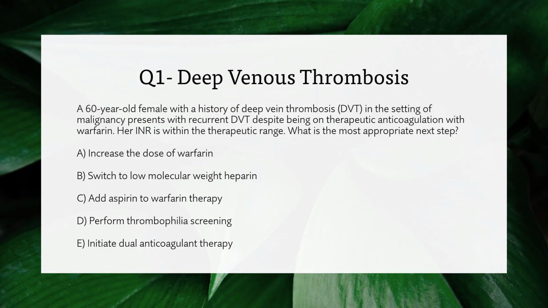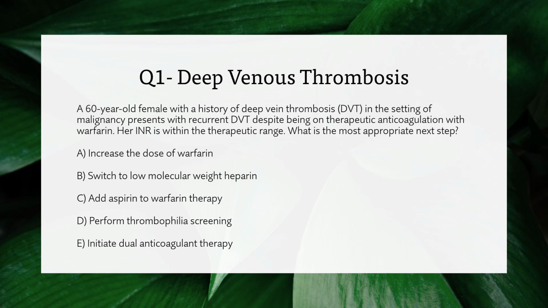Question number 1. A 60-year-old female with a history of deep venous thrombosis in the setting of malignancy presents with recurrent DVT despite being on therapeutic anticoagulation with warfarin. Her INR is within the therapeutic range. What is the most appropriate next step?